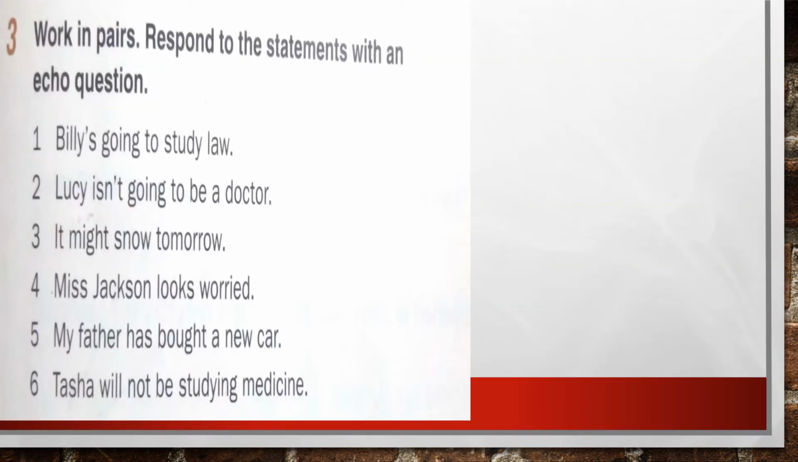And now let's start with the third activity that you have in your student book page 79. Working in pairs, respond to the statements with an echo question. You are going to give me the correct echo question. We have a conversation between A and B. So A says that Bill is going to study law.